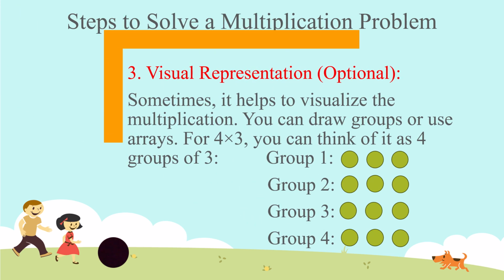Number 3, visual representation, which is optional. However, sometimes it helps to visualize the multiplication. You can draw groups or use arrays. For 4 times 3, you can think of it as 4 groups of 3, such as group 1, which shows 3 green dots. Group 2 also shows 3 green dots. Group 3 also shows 3 green dots. And lastly, group 4 shows 3 green dots.